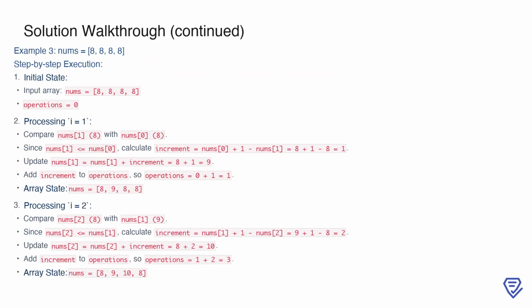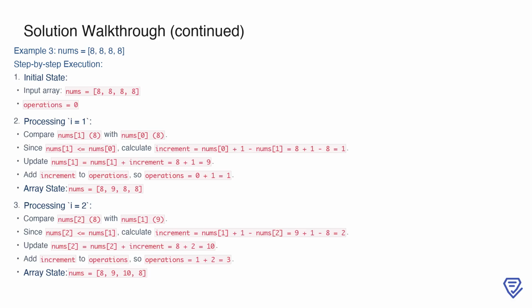Let's consider the third example, where nums equals [8, 8, 8, 8]. Initially, the input array is [8, 8, 8, 8], and the operations counter starts at 0. First, we process index 1. Here, nums[1] is 8, which is not greater than nums[0], also 8. The increment needed is nums[0] + 1 - nums[1], which equals 1. We update nums[1] to 9, and the operations counter becomes 1. The array now looks like [8, 9, 8, 8].